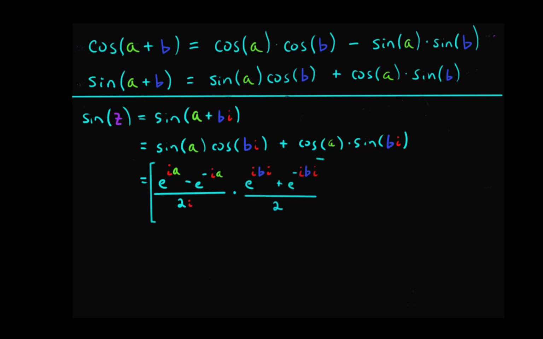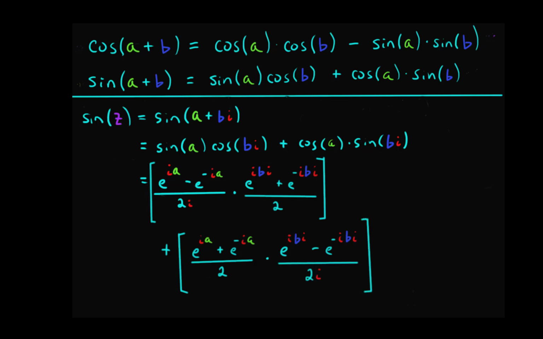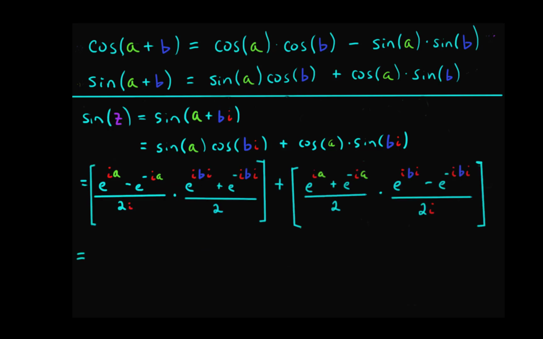And we can put brackets around that product there. And that will be plus, open brackets, cosine of a, well, that's just e to the ia plus e to the minus ia all over 2 times sine of bi, well, that's e to the ibi minus e to the negative ibi all over 2i, close the brackets. And now I'll just move that all to one line.